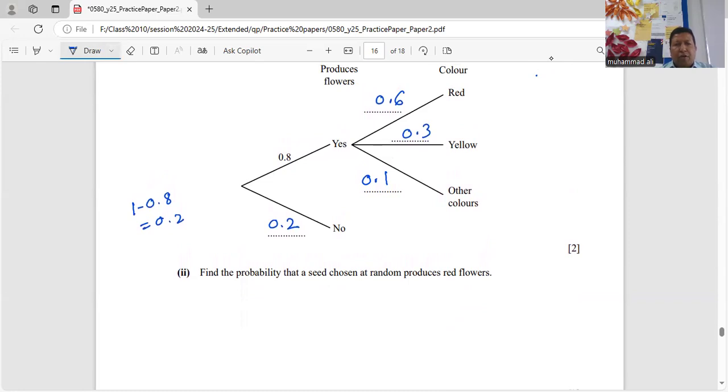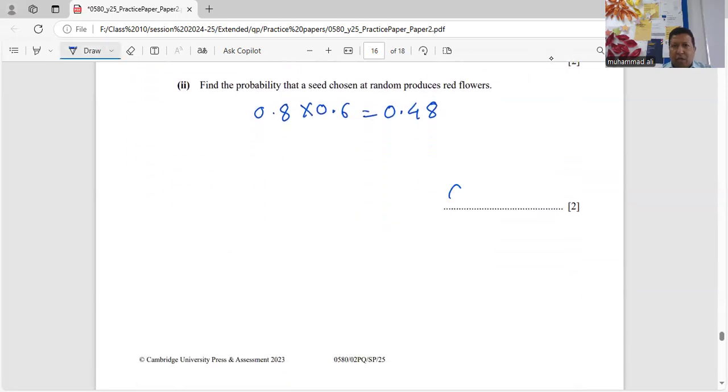Part 2, find the probability that a seed chosen at random produces red flowers. So the probability of red flowers means 0.8 multiplied by 0.6. So it will be 48. The decimal comes after 2 digits, so 0.48. So we have to write here 0.48.